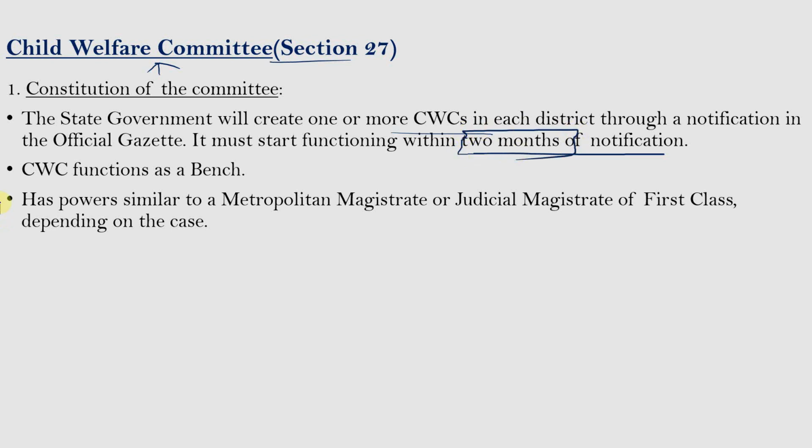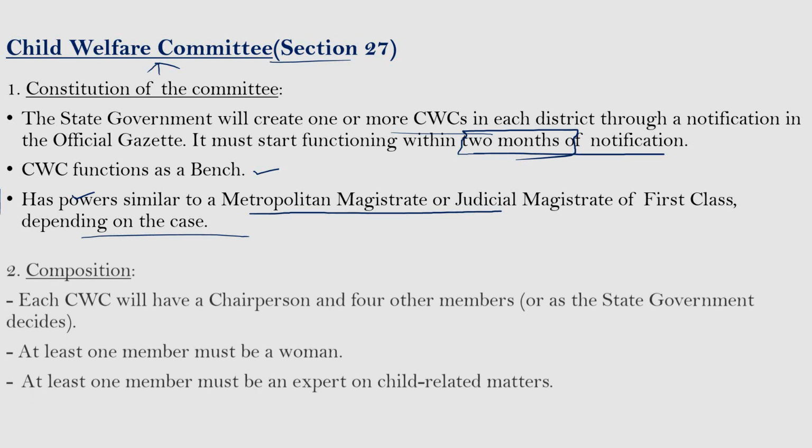And the CWC functions as a bench, that is, 2 or more persons shall be the head of the Child Welfare Committee, and it has similar powers to a metropolitan magistrate or judicial magistrate of first class depending on the case. So this is how a Child Welfare Committee is established.